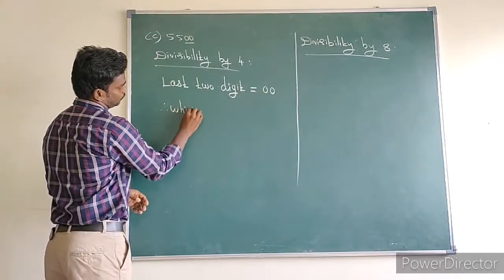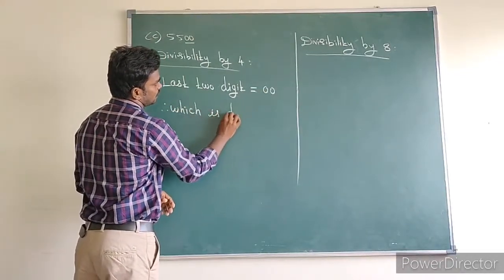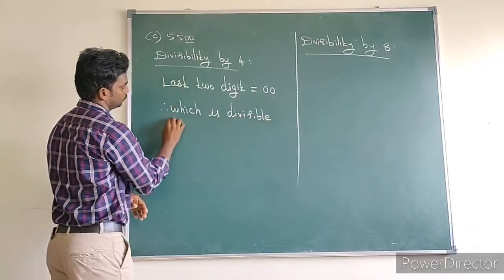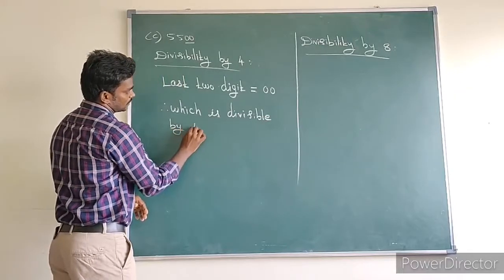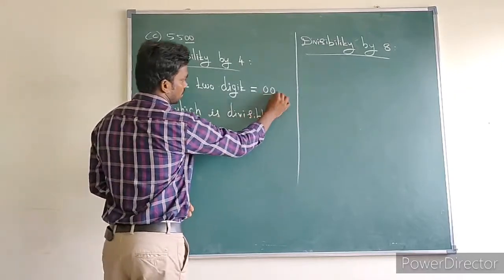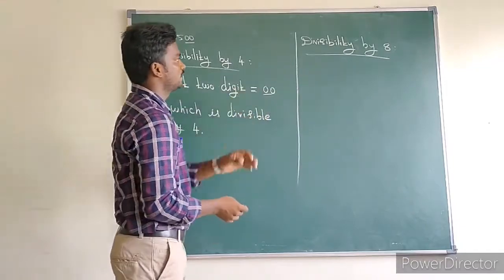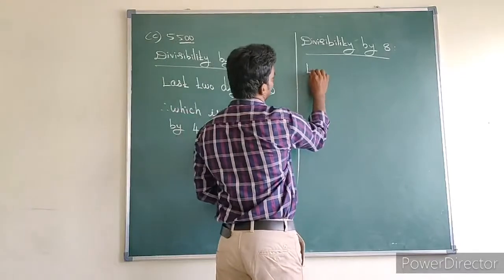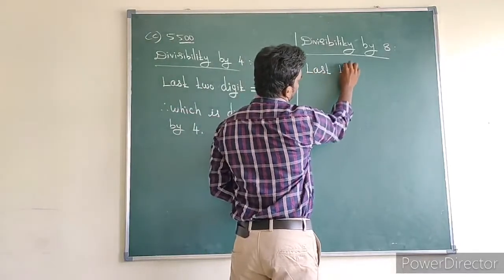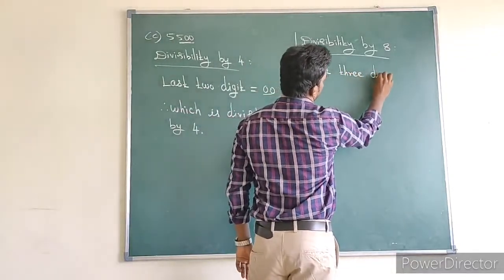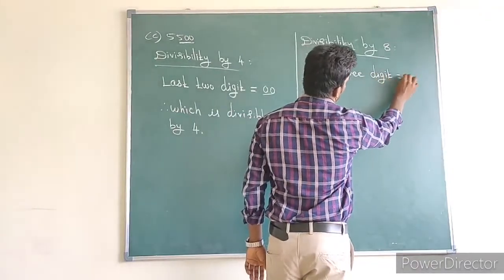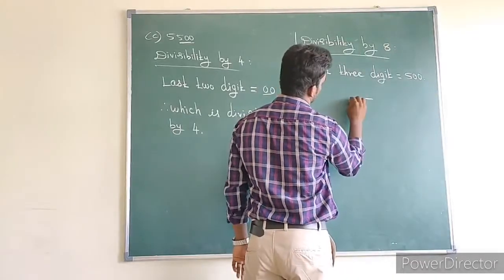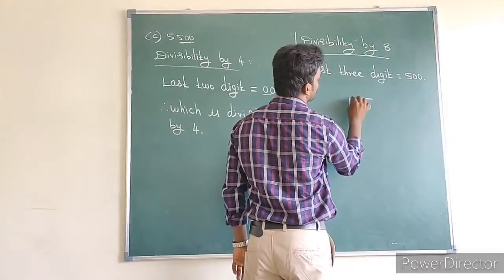Therefore, it is divisible by 8. Divisible by 4, and numbers ending with 20 are divisible by 4. What is the condition for divisibility by 8? We can take the last 3 digits. Last 3 digits equal to what? 500. So we can check the number 500.